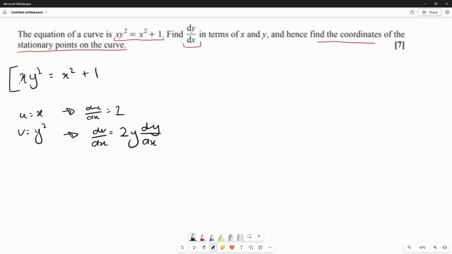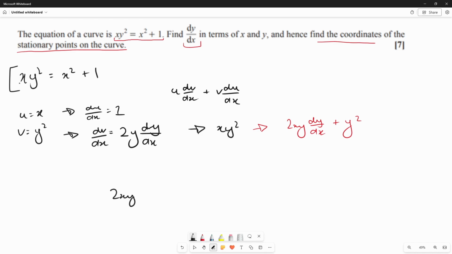And now let's apply the product rule. The product rule is u dv/dx plus v du/dx. So xy squared differentiated turns into 2xy dy/dx plus y squared. Now let's look at the second half. It equals x squared plus 1. If we differentiate the whole equation, we get 2xy dy/dx plus y squared equals 2x, and 1 differentiates into 0. Let's rearrange this equation so we can make dy/dx the subject.